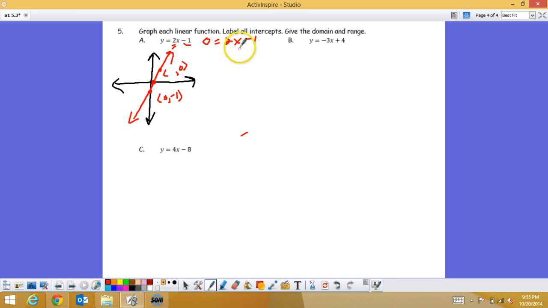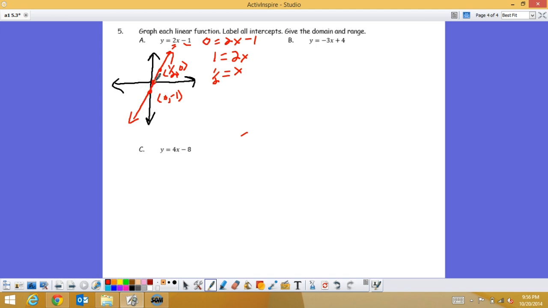So we are going to solve this equation now for x, and that'll give us the x-intercept of the graph. So the first thing we're going to do is add 1 to both sides. So we have 1 equals 2x, and then we're going to divide by 2. So x is equal to 1/2. So the x-coordinate of that x-intercept is 1/2, and that is a point 1/2, 0. So now we have labeled both the y-intercept and the x-intercept.